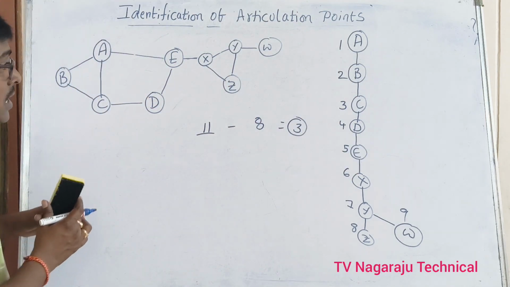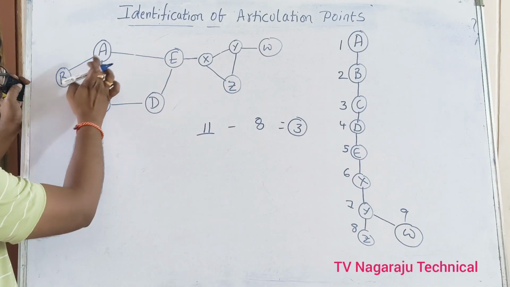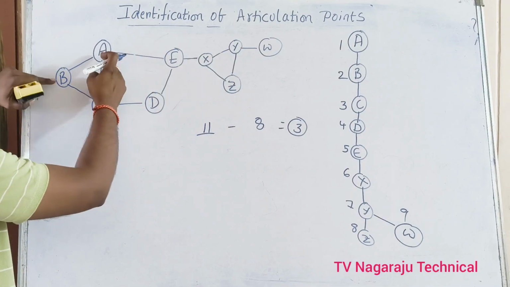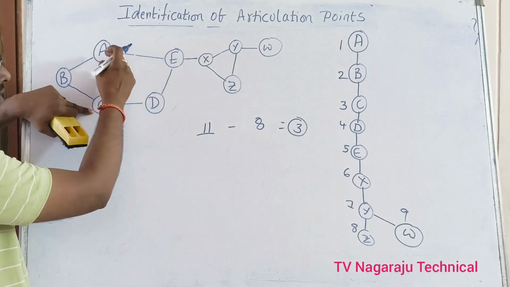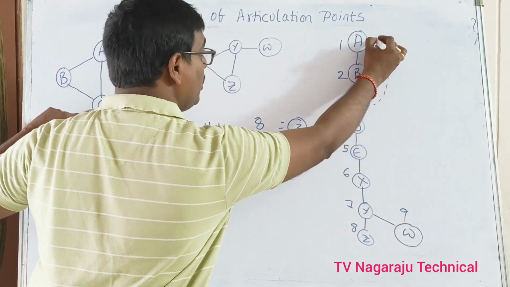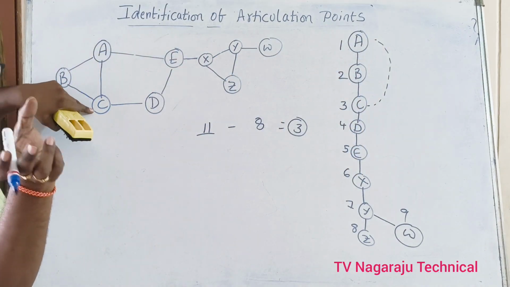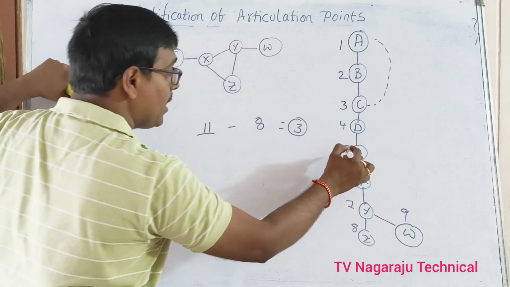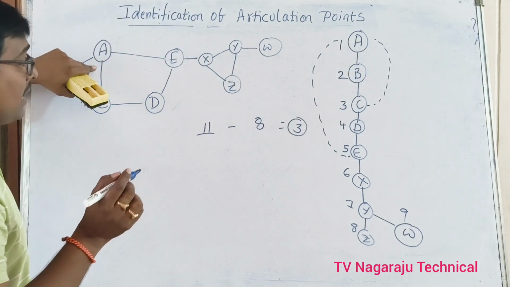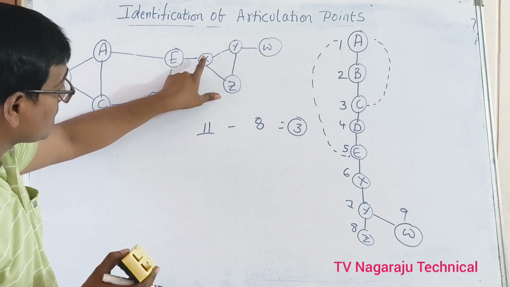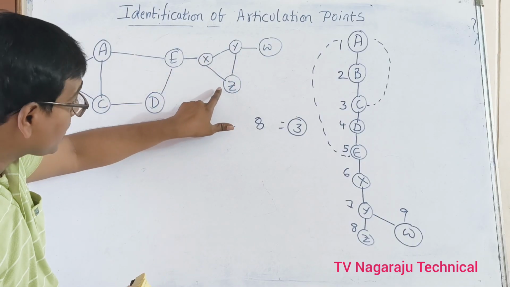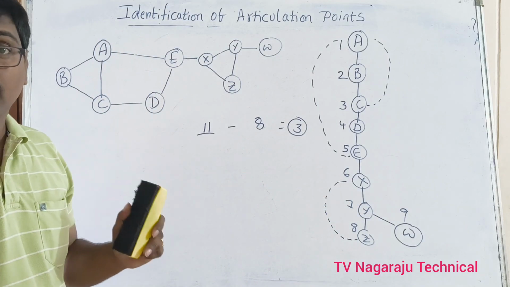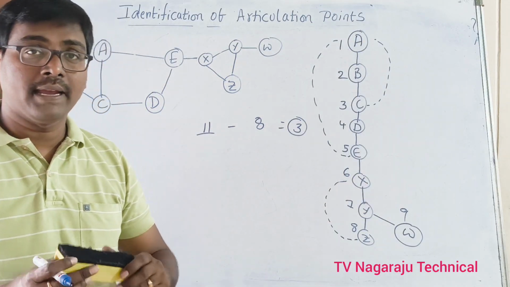Identify such edges. Now you have an edge from A to B, A to E, and A to C here. But in the DFS tree, this edge and this edge are missing. C to A is one back edge. Back edge means the edge that is present in the graph and not present in the tree. And E to A is also a back edge. Any other edge? E to X is available, X to Y is available, X to Z edge is available. In this there is no back edge. Now clear? Like this we write the back edges.